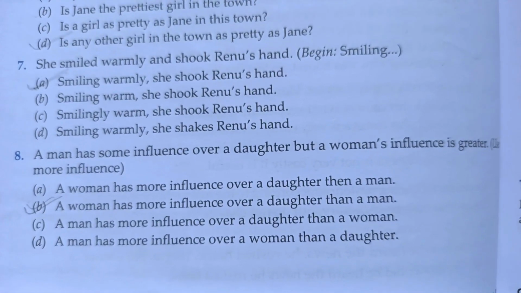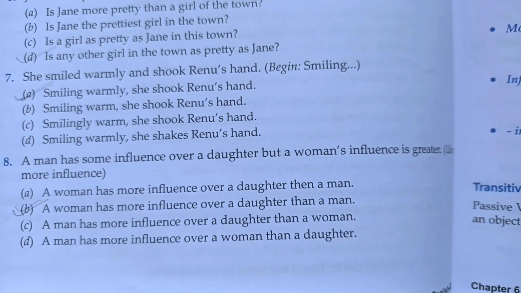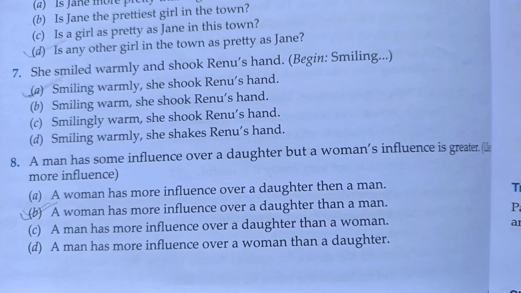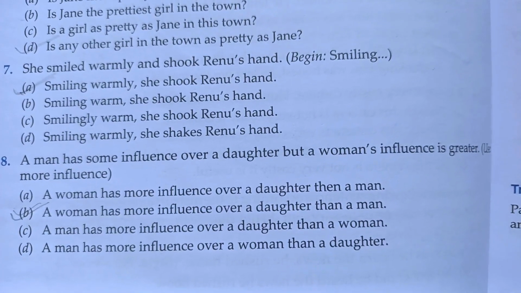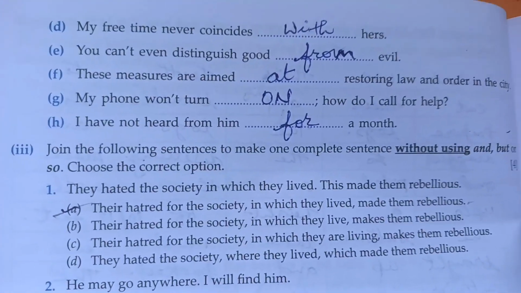A man has some influence over a daughter, but a woman's influence is greater. So here option B is correct. A woman has more influence over a daughter than a man. Next, from practice paper 6.